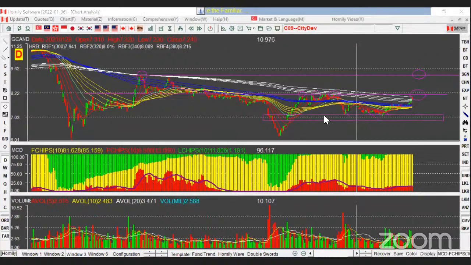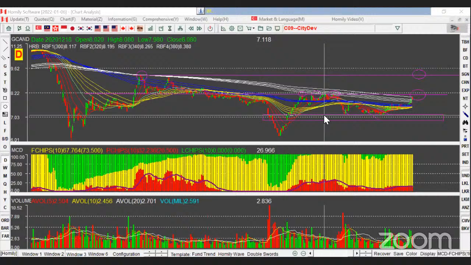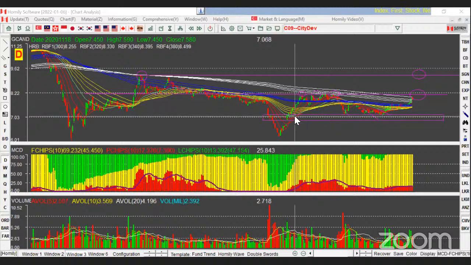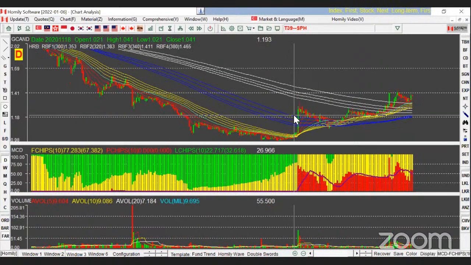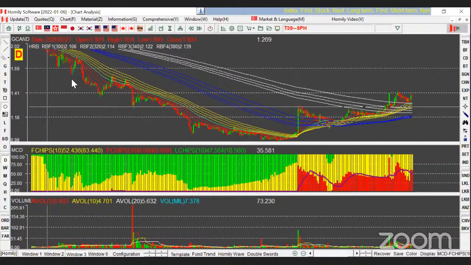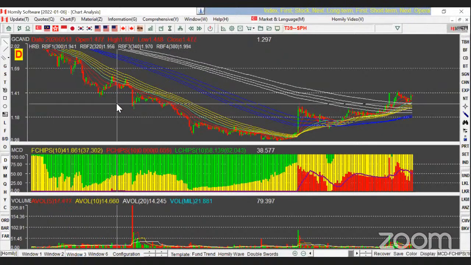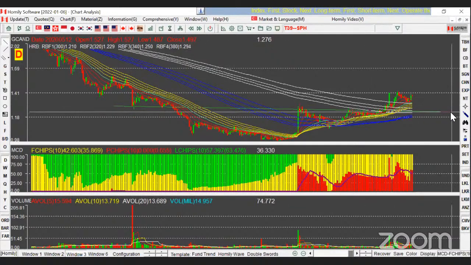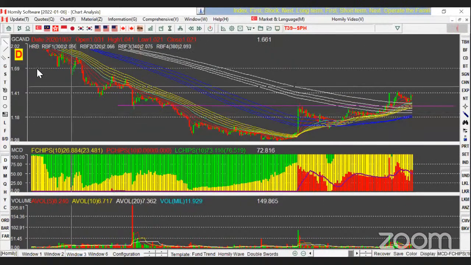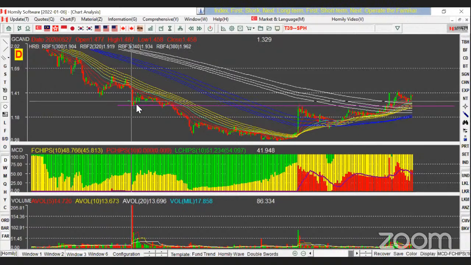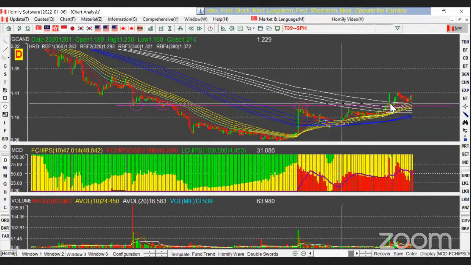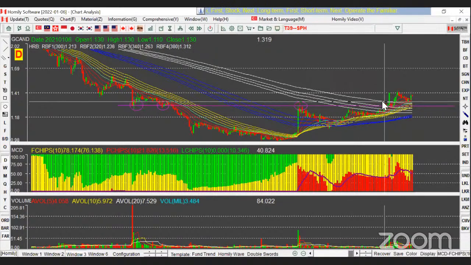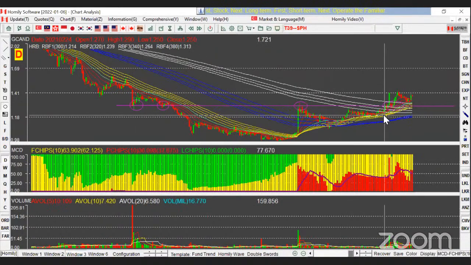This is for City Development. And also for the Singapore market, we have several others. For example, we have SPH also around the birth of the horse. You see previously, the price touched a significant level and then resistance here, the price broke up. It broke up this level.